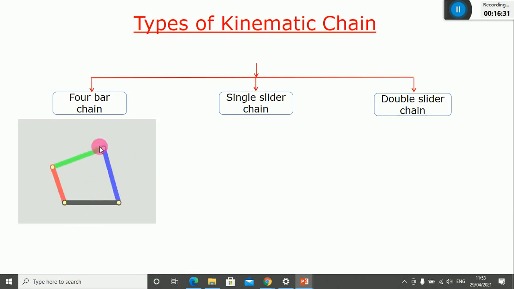Same thing. Whatever you have checked, the conditions, you can see. So this red color is nothing but a crank. Always remember, the rotating part or rotating link is known as a crank. And this blue color is known as a rocker. It is oscillating. You can see the path of this blue color. It is oscillating from left to right and right to left.